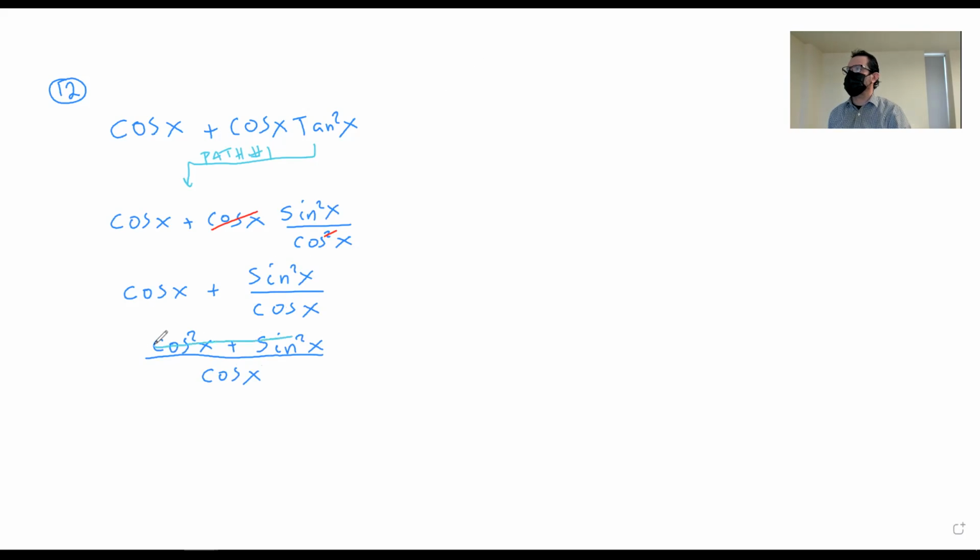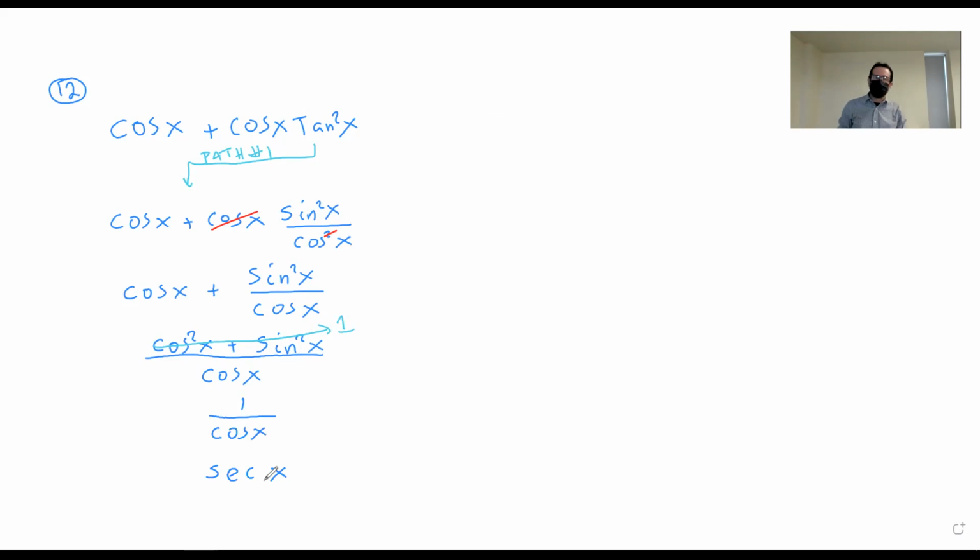All of this is equal to 1. So this is going to be 1 divided by cosine of x. And this is going to be equal to secant. Okay. Good job. That's one approach.